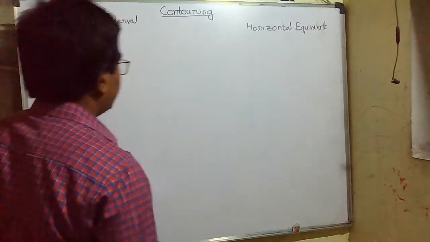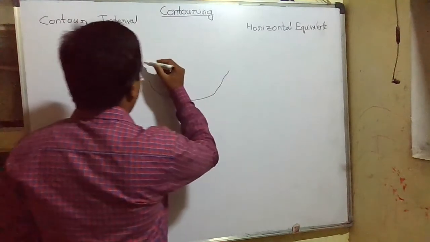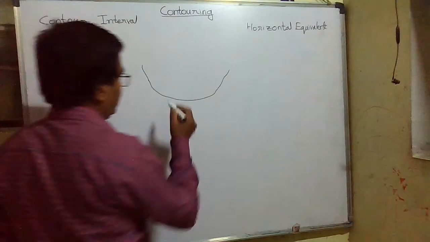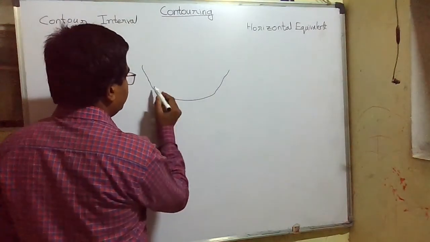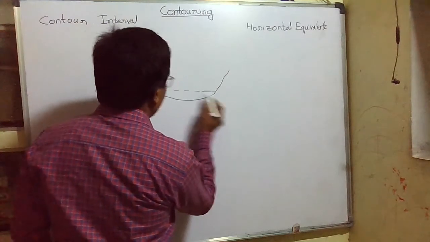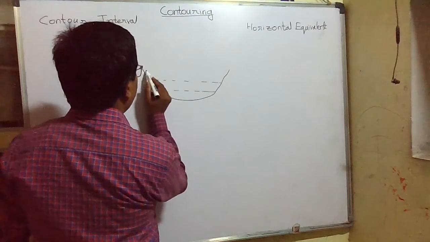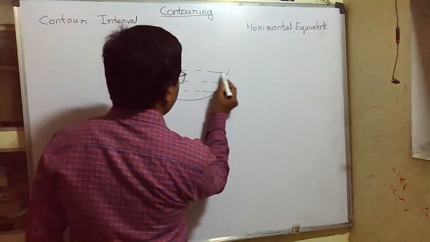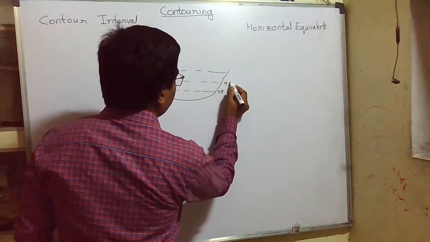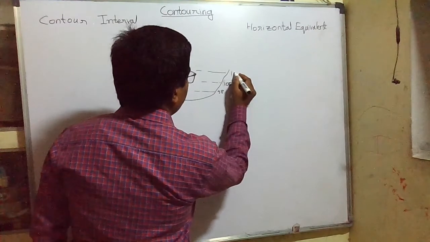Suppose there is some point, and if we draw contour for that point, suppose this is the point, this is one line, this is another line, this is another line. Suppose the RL of this line is 98, this is 100, this is 102.